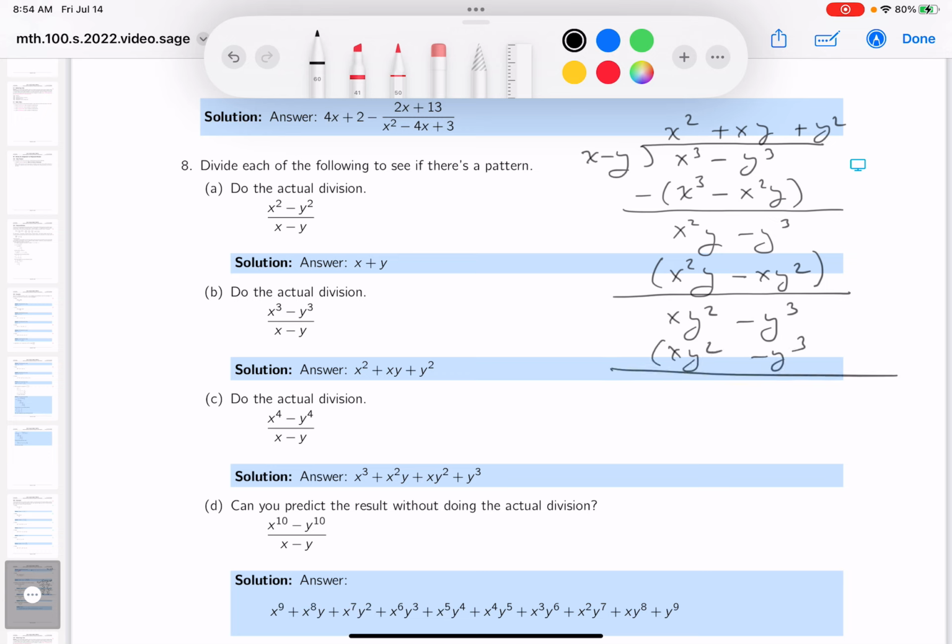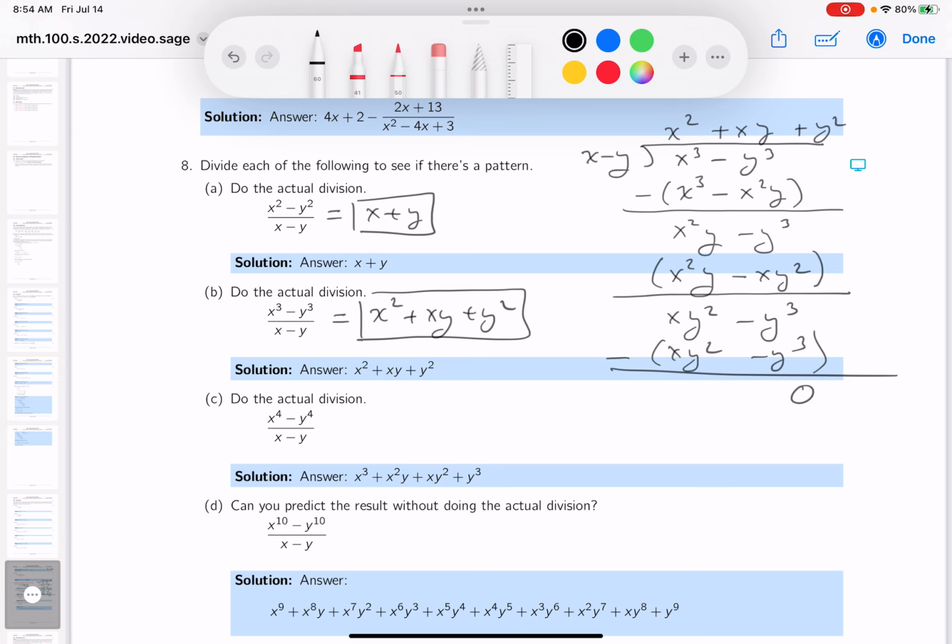There's certainly a pattern to this. I'm seeing the pattern. Now you may not see the pattern yet, but I'm seeing now this is x squared plus xy plus y squared. All right? Remember, this one was x plus y. Put a box in that, put a box in that.